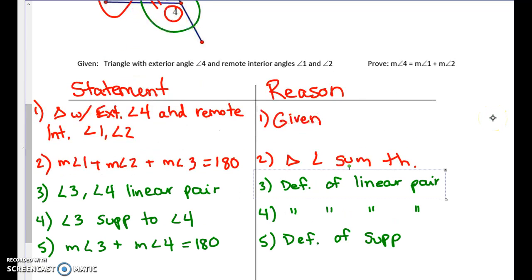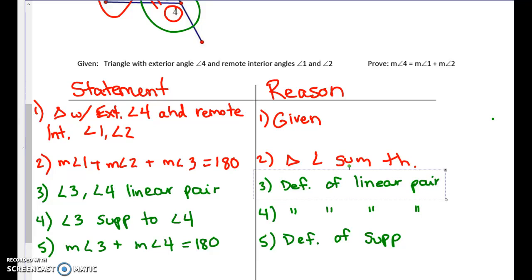Now, I really hope you guys are recognizing that a lot of these steps come in the same sets, so to speak. Anytime I'm talking about two things being a linear pair, I'm then going to say that they're supplementary, and then I'm going to say that they add to 180. That is always a sequence that's going to go together. Well, that's what we've got here. 3 and 4 linear pair, 3 and 4 supplementary, therefore 3 plus 4 equals 180 by the definition of supplementary.